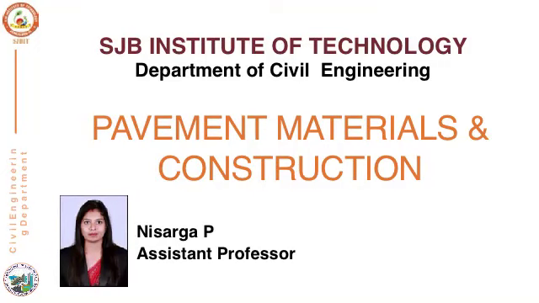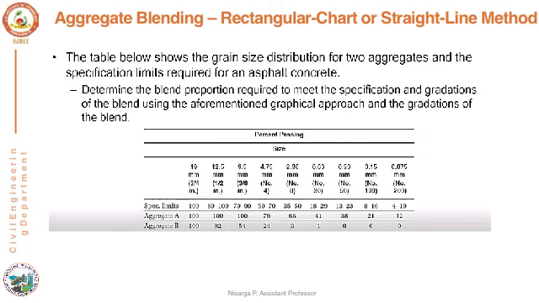Hello students. In this session, let us learn how aggregate blending will be done using the rectangular chart method. We have already learned that aggregate blending will be done to obtain the required gradation with the help of blending two or more aggregates. Some of the methods involved in aggregate blending are graphical methods and trial and error methods. The trial and error method was already discussed in the previous session, and now we'll move on to the graphical method.